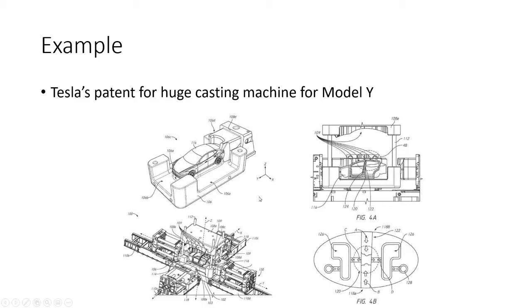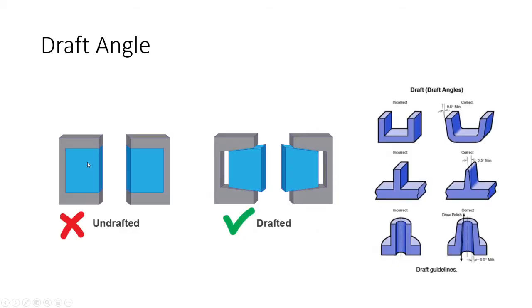Tesla has filed a patent for a huge casting machine for their Model Y. And this is how it looks like. So you can do a lot of things using castings.